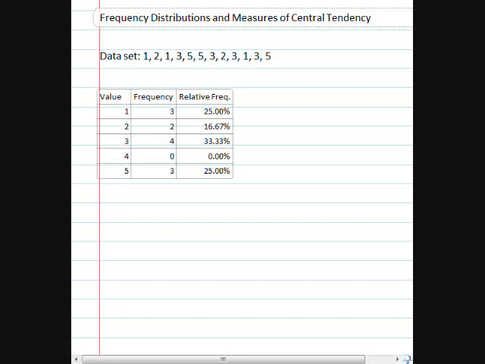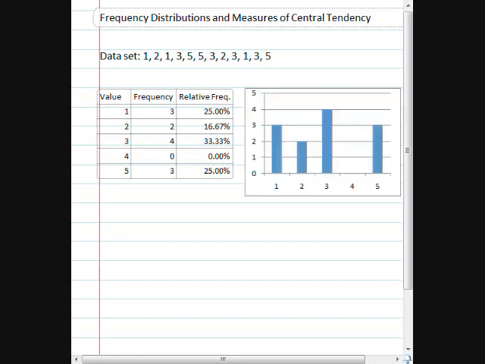Oftentimes it's nice to have a graphical representation of a frequency distribution. This graphical representation is called a histogram, or bar chart. And as you can see, the information in the frequency distribution is provided in this histogram. I can see that the value 1 shows up 3 times in the data set. 2 shows up twice, 3 shows up 4 times, 4 does not show up in the data set, and 5 shows up 3 times. A histogram is a quick way to give the information found in a frequency distribution. It's often easier for people to interpret graphs than it is for them to interpret large tables of data.